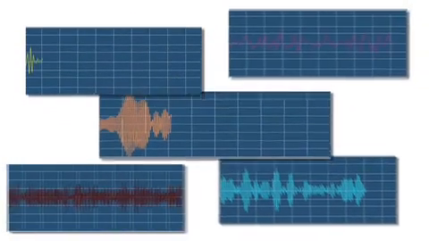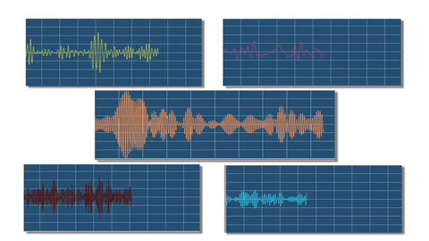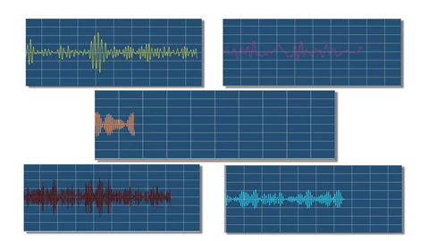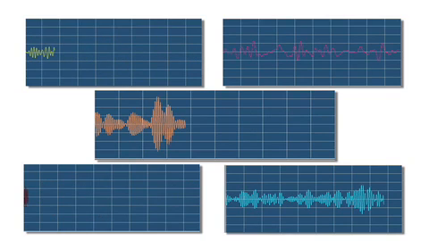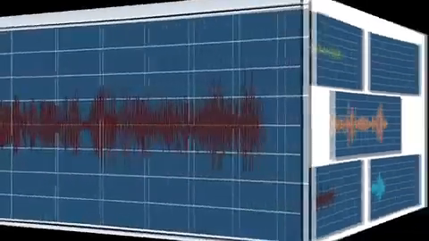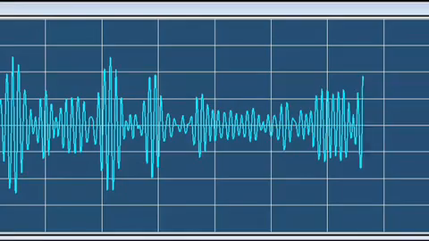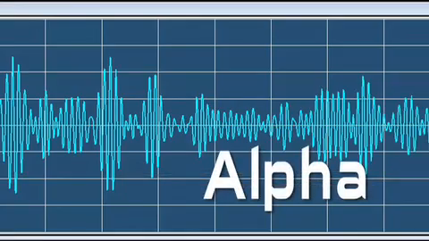Brain waves are a window to the brain. They tell us how different areas of the brain are communicating. Each of the 5 different brain waves is associated with a particular state of mind. For example, when your brain is externally focused and alert, the brain is producing beta waves. When your brain is calm and relaxed, it's producing alpha waves.